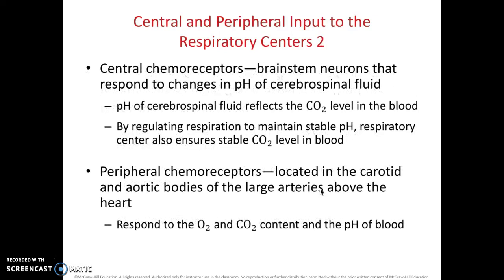So central chemoreceptors are brainstem neurons that respond to changes in the pH of cerebrospinal fluid, which reflects the level of carbon dioxide within the blood. They're able to regulate respiration to maintain a stable pH, so that the respiratory center ensures stable carbon dioxide levels in the blood. There are also peripheral chemoreceptors, which are located in the carotid and aortic bodies of large arteries above the heart. These respond to both carbon dioxide and oxygen content, as well as the pH of the blood.